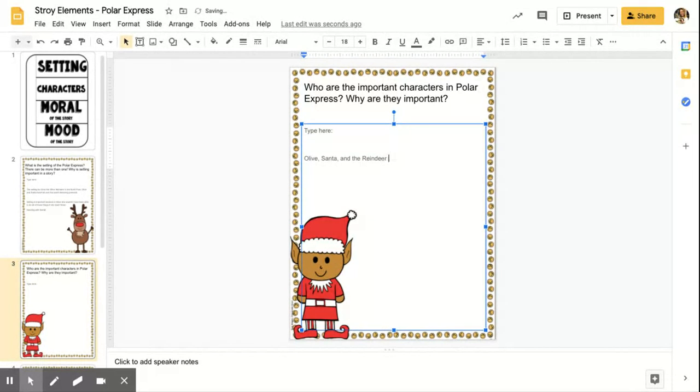They are important. Olive is important because she is the main character of the story. Let's put a period there. Oh, I didn't even see that I had spelled that wrong. Sometimes my little fingers move faster than my brain. Santa is important because he gets all of the chance to show what she is made of. Okay, so answering who the characters are and then answering why they are important.